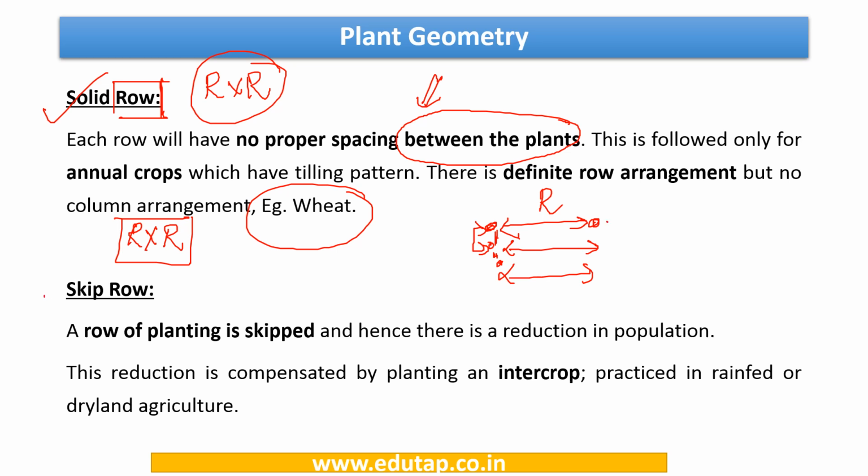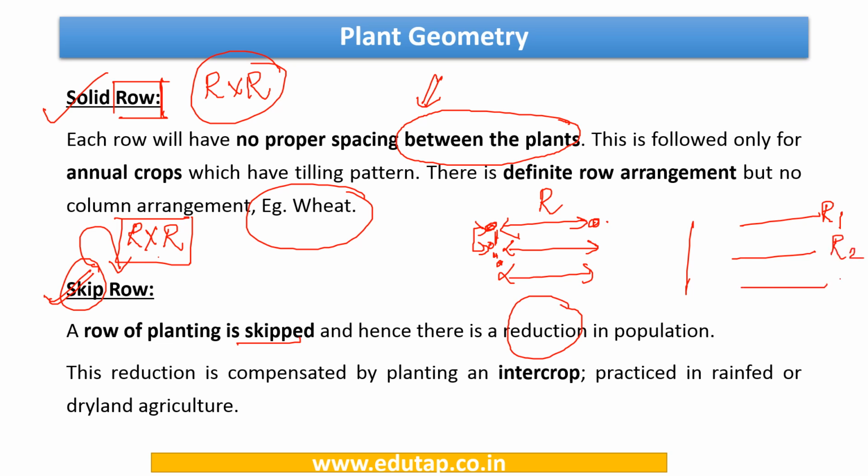Now comes skip row. Again, understand what the name says, skipping a particular row, right? So a row of planting is skipped and hence there is reduction in population. Now, what do they do if they skip a row? Suppose, for example, let us take, okay, this is row 1, this is row 2, row 3 and row 4. Okay, and all the 4 rows we are sowing a particular crop. So what happened is we are removing this particular row, we are skipping a row of that particular plant that we have sown, and instead of that we are cropping here another plant species or crop species. Maybe if this is crop A, here it would be B. Okay, that is an intercrop here.